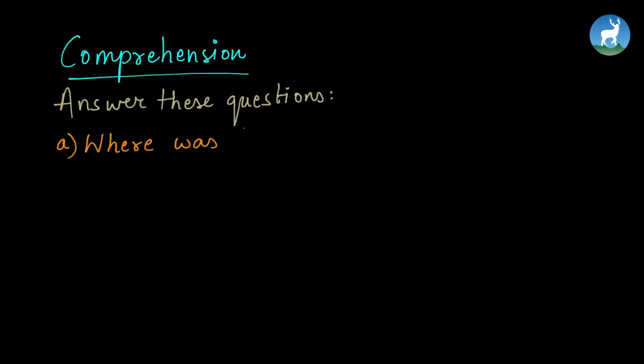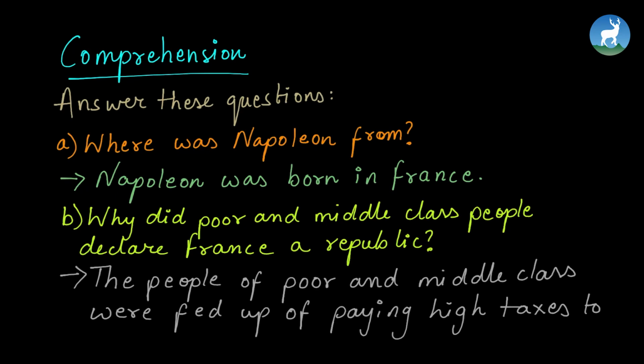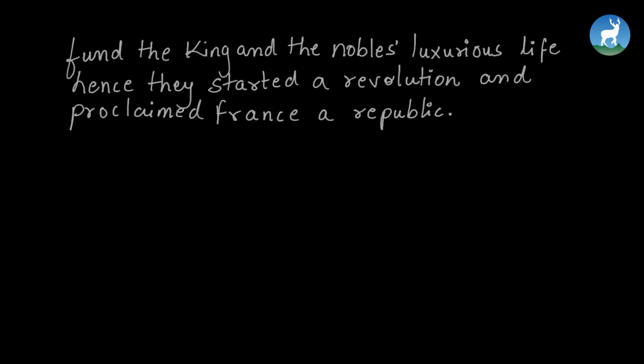Number A, where was Napoleon from? Napoleon was born in France. Number B, why did poor and middle-class people declare France a republic? The poor and middle class people were fed up of paying high taxes to fund the king and the nobles' luxurious life. Hence, they started a revolution and proclaimed France a republic.